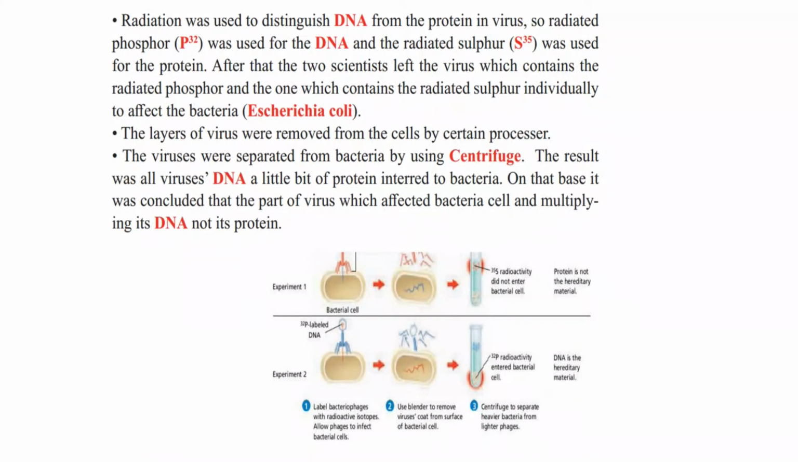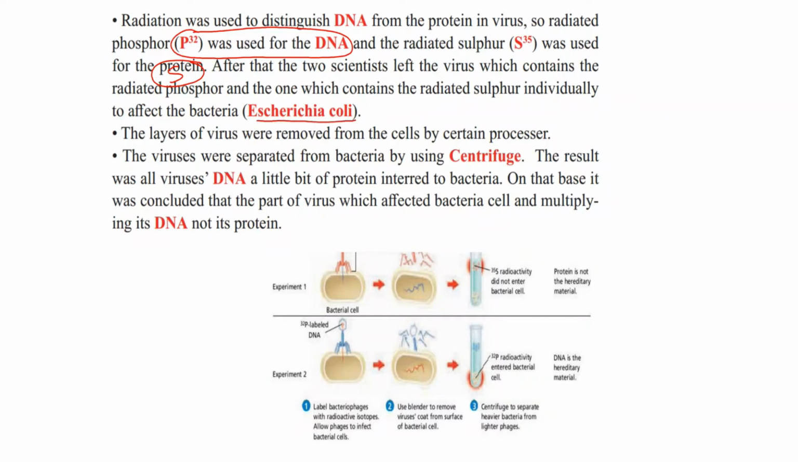Radioactive labeling was used to distinguish the DNA from the protein in the virus, to observe it easily. So radioactive phosphorus was used for DNA, and radioactive sulfur for proteins. After that, the two scientists let the virus which contained the radioactive phosphorus and the one which contained the radioactive sulfur separately infect the bacteria. Which bacteria? E. coli bacteria.